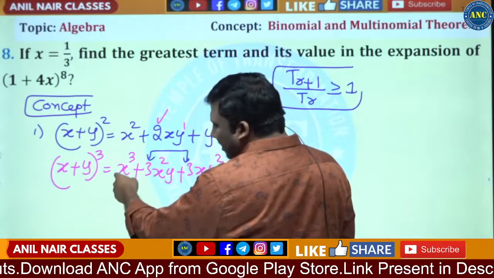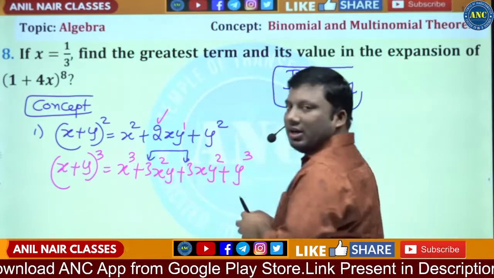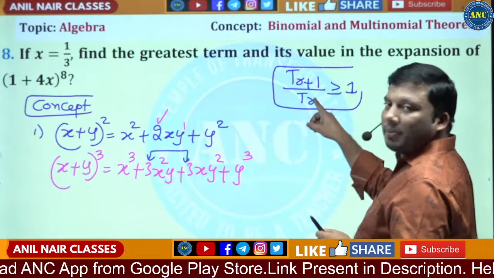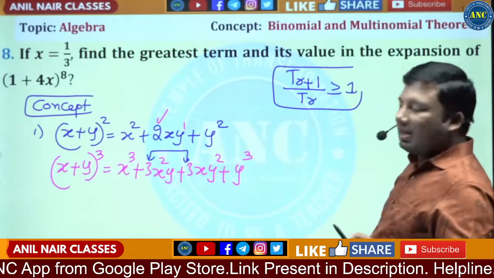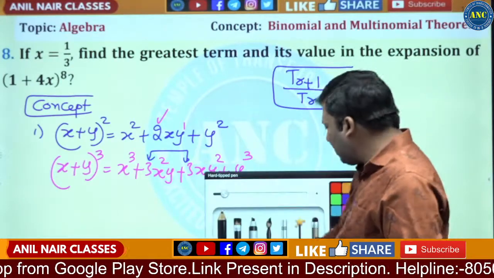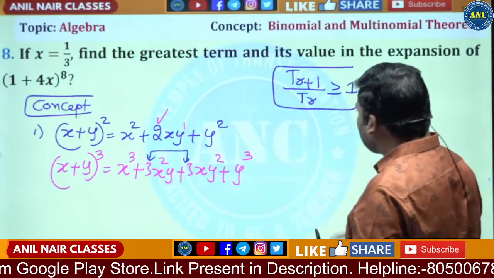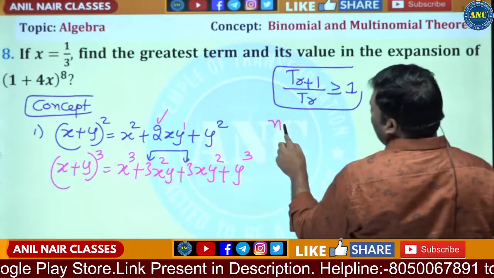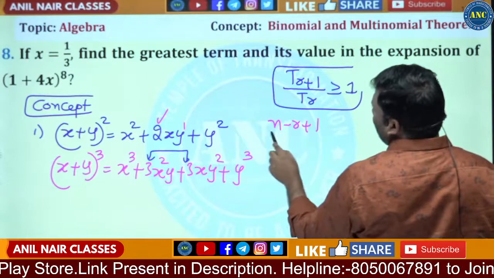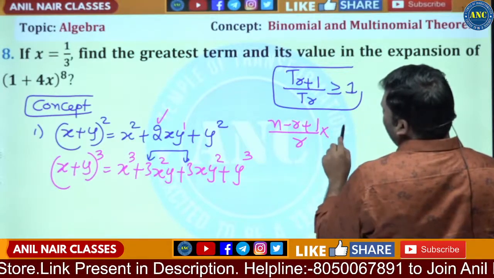Second term is greater than third term. They both can also be equal. That is the reason T(r+1)/T(r) is greater than or equivalent to 1. Greater than. If it is less than, how can it become the greatest coefficient? So this is given by (n minus r plus 1)/r into y/x.